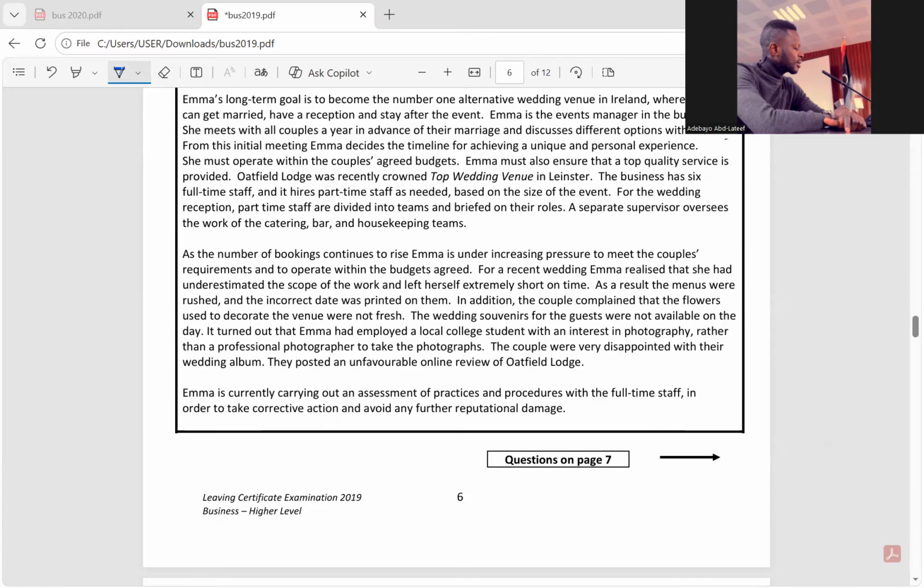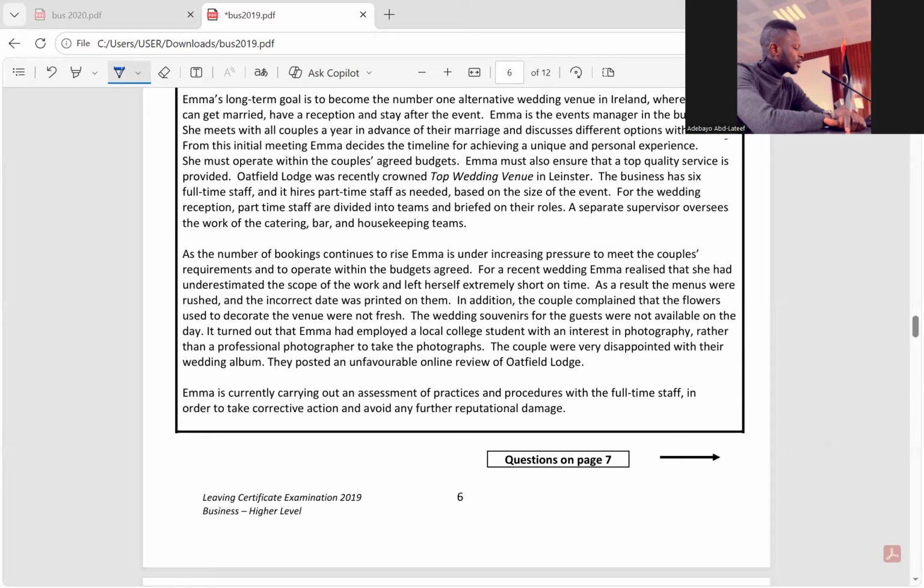For a recent wedding, Emma realized that she had underestimated the scope of the work and left herself extremely short on time. As a result, the menus were rushed and the incorrect date was printed on them. This is part of the service, and she did something wrong here. Under the Company Service Act of 1980, you must provide quality service. So she's going against what the Service Act is talking about here, but we'll go on further.